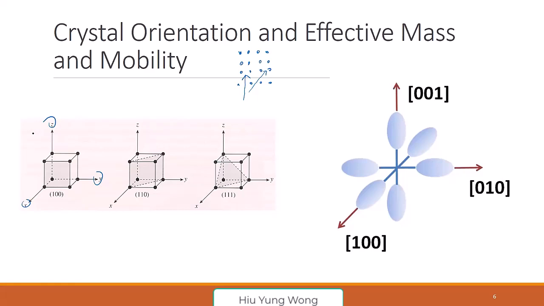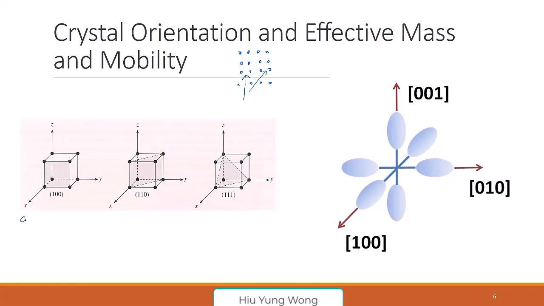We draw the plane. For example, this plane is going in this direction. We call it 1, 0, 0. So how do we call this? We basically draw the plane and see how it cuts. Here it cuts X at 1. Where does it cut at Y and Z?